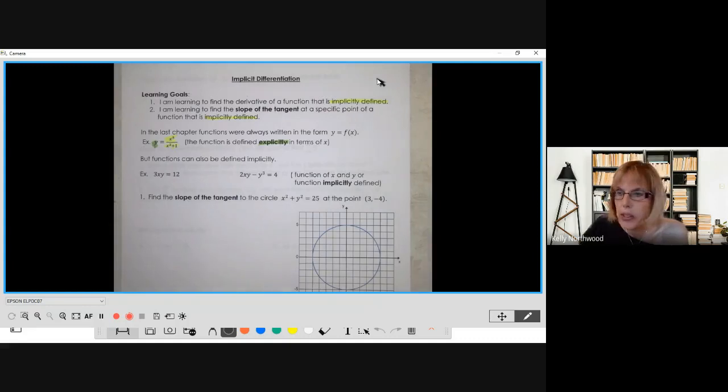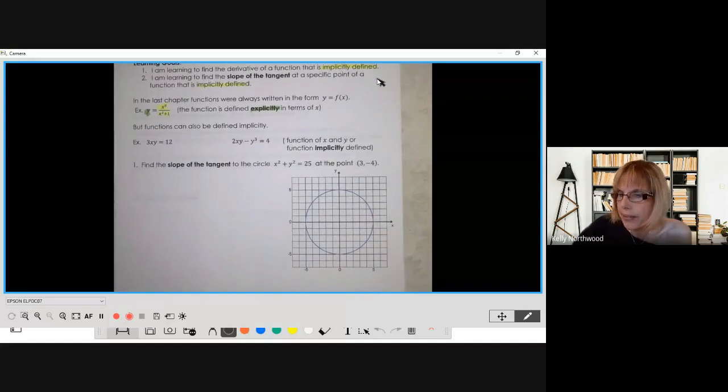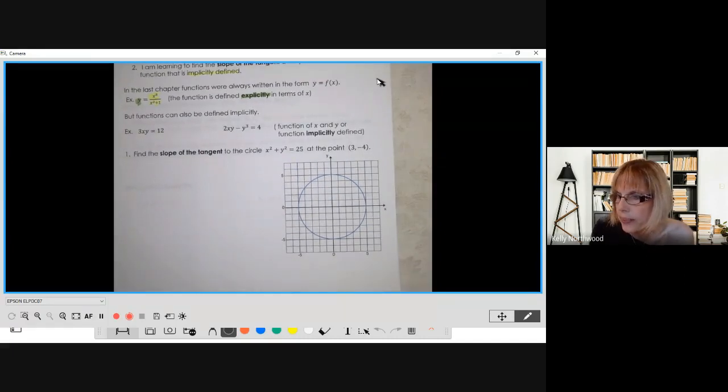And there's got to be a way to find the derivative other than trying to find really intense algebraic ways to get y by itself. So we're going to start off with our circle again, because we know what our slope of the tangent should be. And then I'll show you how implicit differentiation works so that we can get the right answer as well.